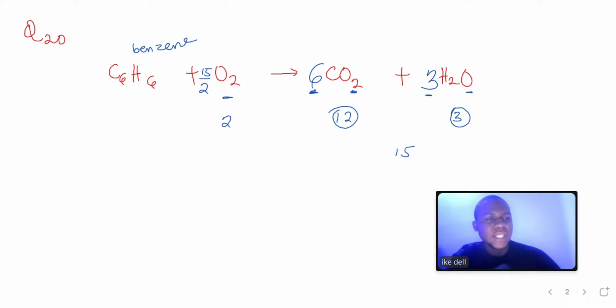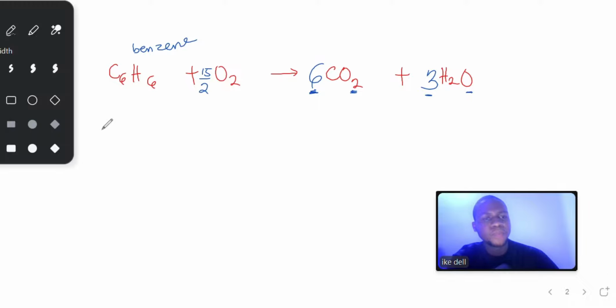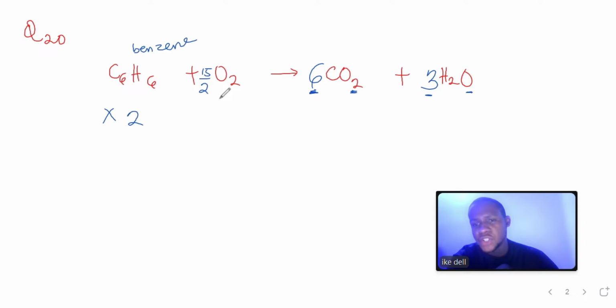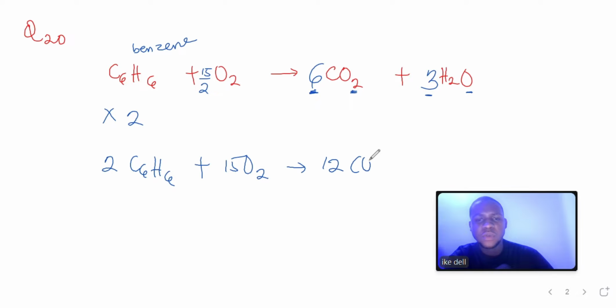So once I've done that, I can then choose to multiply through by 2 in order to eliminate that fraction. And that will leave me with 2C6H6 plus 15O2 to give 12CO2 plus 6H2O.